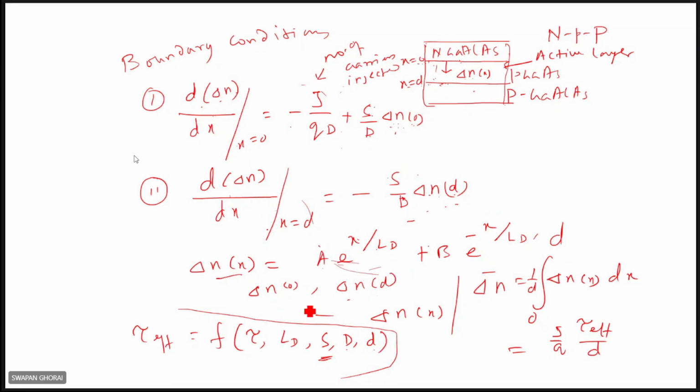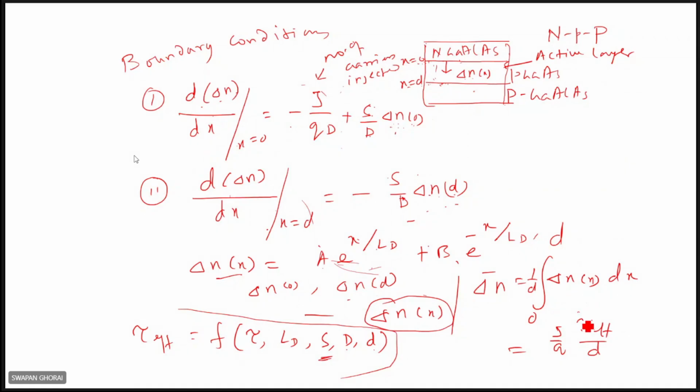If you solve it, you'll get delta nx. You get this after getting the values of a and b. Then you have delta nx at any point. So the average charge carrier concentration will be 1 upon d, integral from 0 to d. If you integrate these, you'll get a very big expression, that is j by qd, and very long expressions will be there.